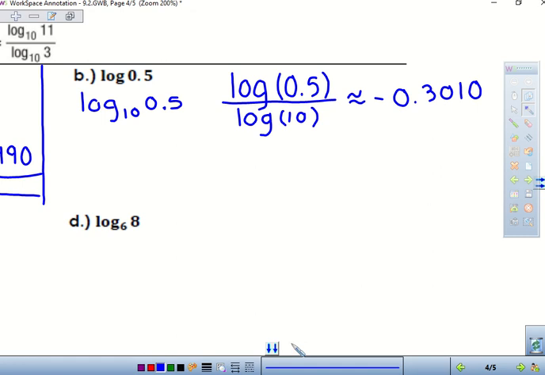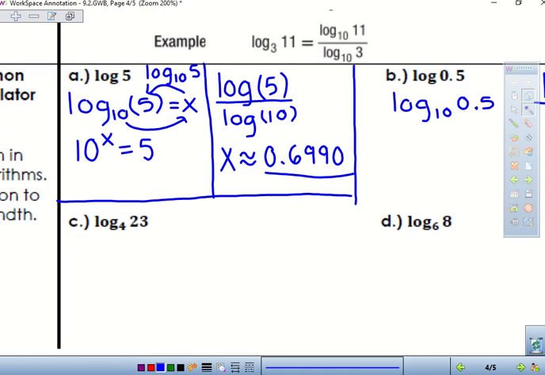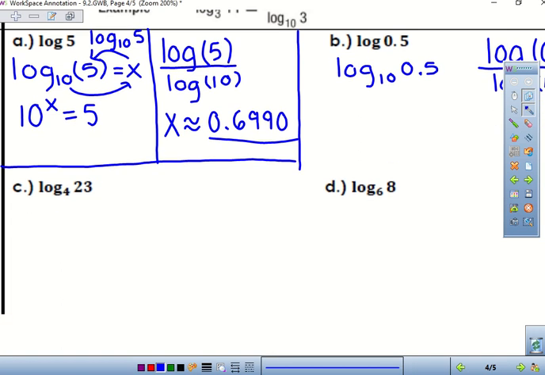Because anything to the first power is itself. Okay, so that's the reason why that works. For that reason, if it is a base of 10, you don't have to divide by the log of 10. But I just showed you that way in case you forget the procedure. You just follow the same procedure every time. All right, so the next one, letter C.